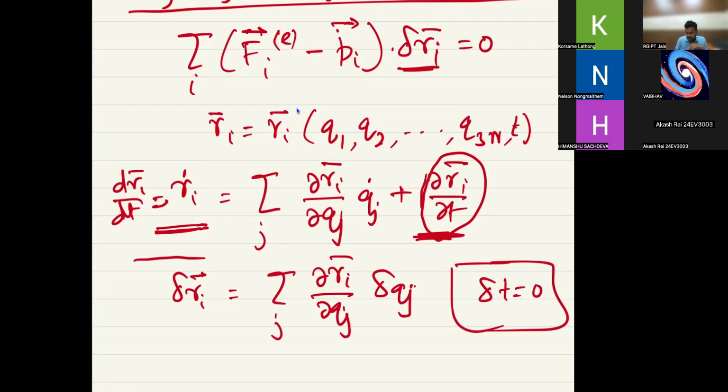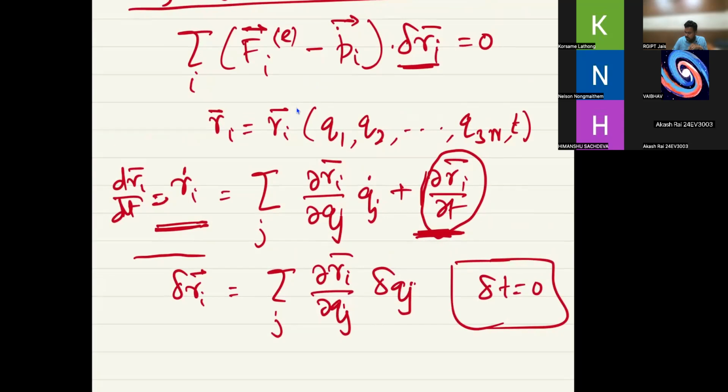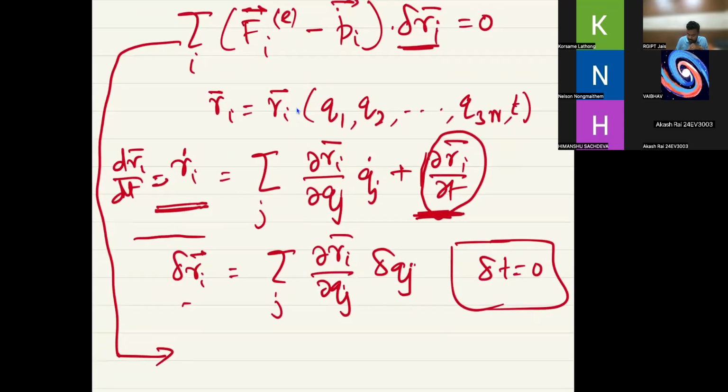Now what happens if we replace this term here? If you replace this delta Ri in this equation, what will we get?